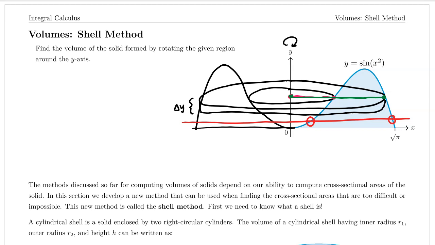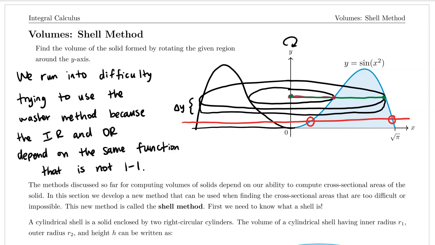So what that means is it's going to end up being challenging to calculate my inner and outer radius because they depend on the same curve. So again, to reiterate, we run into difficulty trying to use the washer method because the inner radius and the outer radius depend on the same function that is not one-to-one.